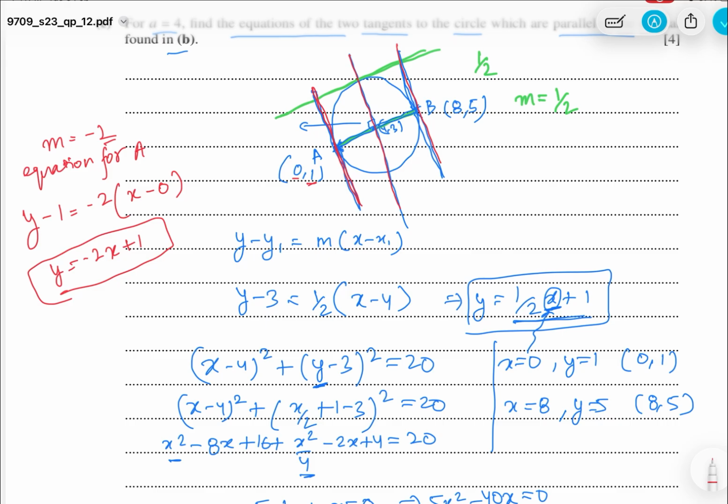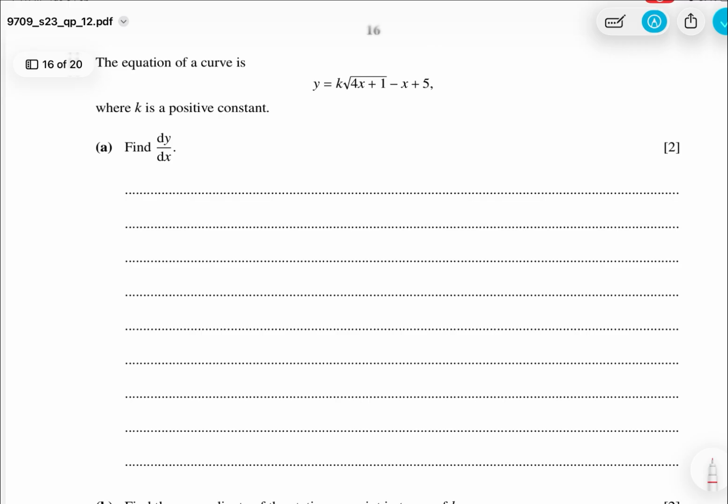Got it? Now for this one, same: y minus y1, that is 5, equals to m, which is -2, times x minus 8. We will have y equals to minus 2x plus 21. These are your answer, learners. Got this one also? Let us move on to the next question.